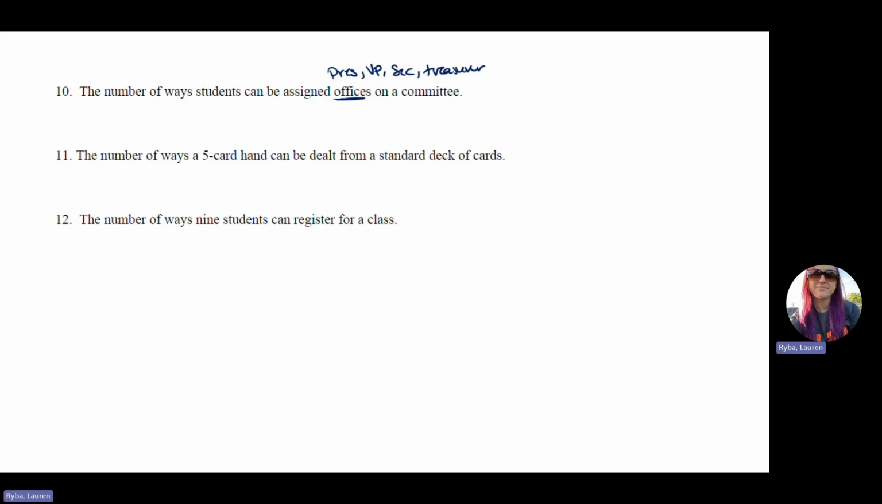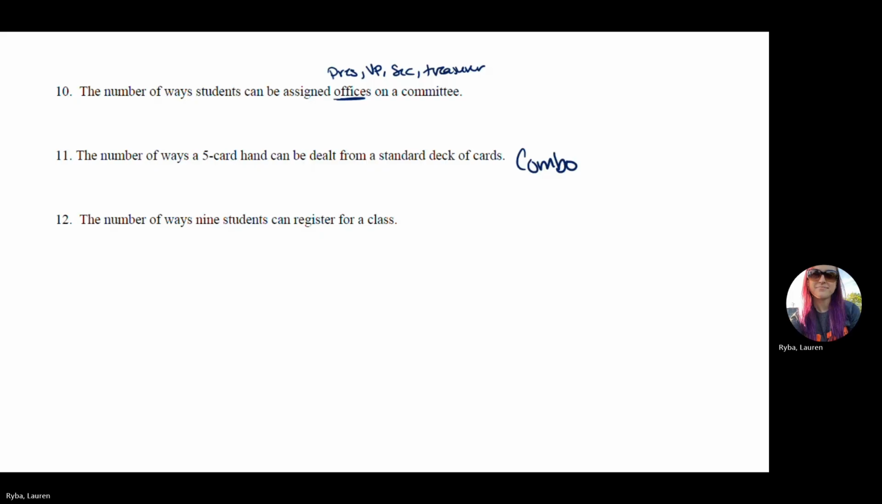The number of ways a 5-card hand can be dealt from a deck of cards, and the number of ways 9 students can register for a class. 11 is a combination. Why is it a combination? So we're drawing a group from the whole, right? I literally have a deck of cards and I'm reaching in and grabbing 5 cards out. Does it matter the order of the 5 cards that I get? No, I just want to pick 5 cards. Okay.